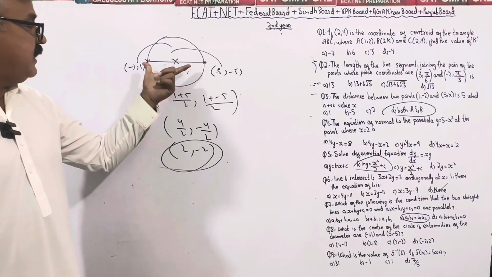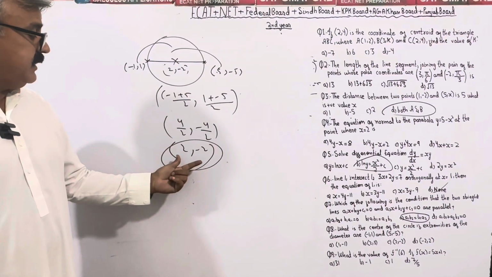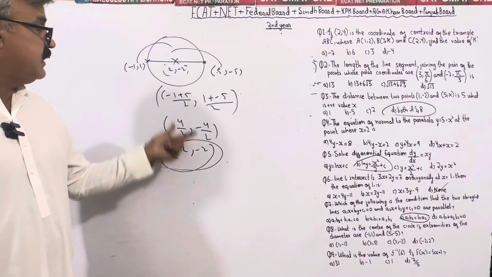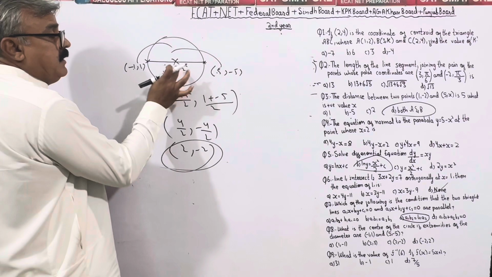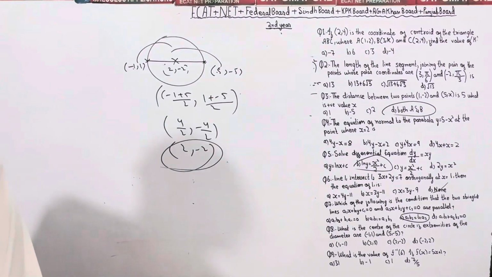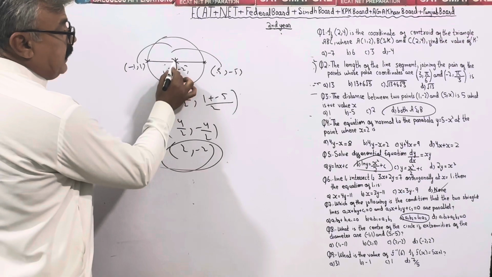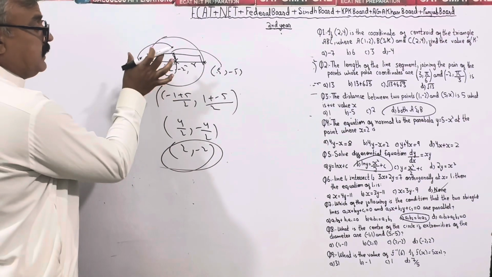When endpoints of the diameter are given, we can easily find the radius and we can easily find the center, by finding the midpoint of the endpoints of the diameter. One can easily find the radius either from this to this distance, or from the center to this point. It is our radius.